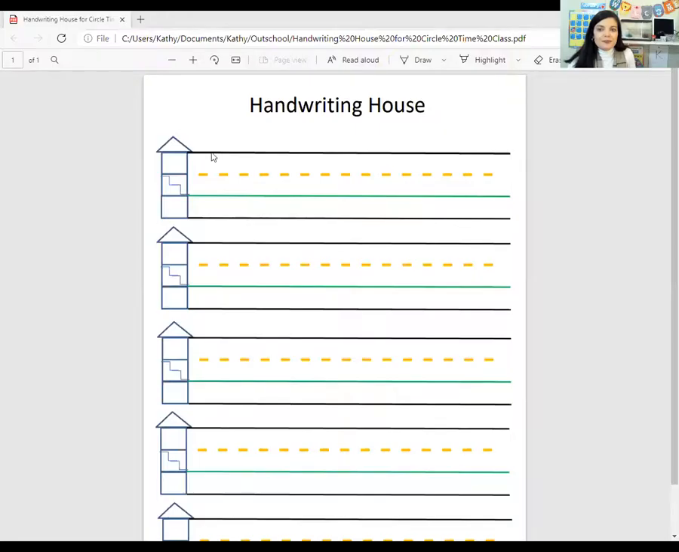Let's see what that looks like on the handwriting house, okay? We're going to start with the number 1. We're going to move over at the top. Then we're going to slide to the middle and slide out. This is our handwriting time. And you can practice if you'd like to now, or just watch me and practice later.